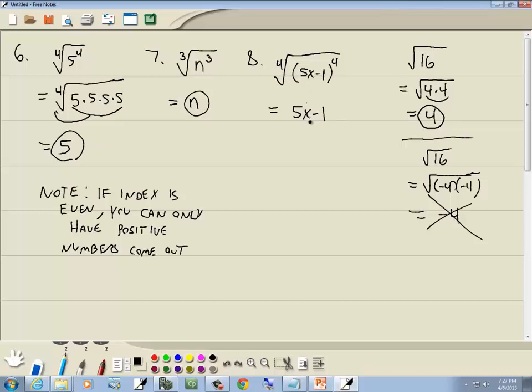But we have a variable. We actually don't know what this is. If I put in x is equal to 7, for example, 5 times 7 is 35, 35 minus 1 is 34. It's positive, so we're fine. But if I put negative 2 in for the x, 5 times negative 2 is negative 10, minus 1 gives us negative 11. And we can't have a negative number come out of a radical with an even index. So how we handle that, to make sure it's positive, is we put absolute value bars around it, like that. And that's our answer.